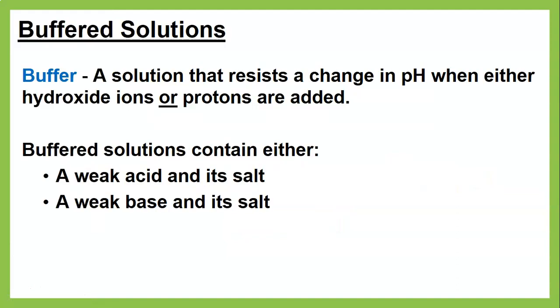A buffer is something that you make that will resist a change in pH when you add either an acid or a base to it. So it's going to stop the pH from changing as rapidly as it would if the buffer was not there. So to make a buffer, you use a weak acid and a salt that goes with it, or you make a weak base with its salt. So one or the other, depending on what you're doing.